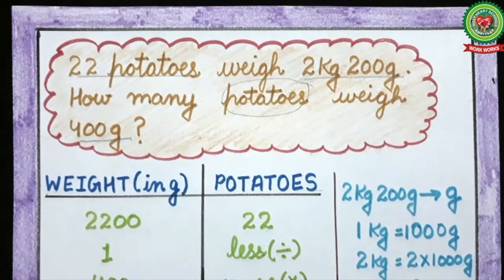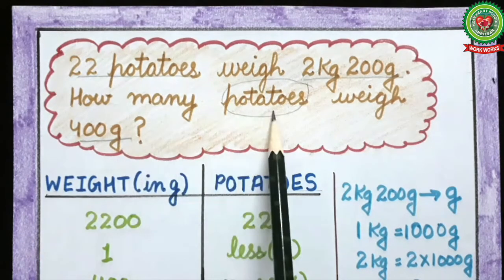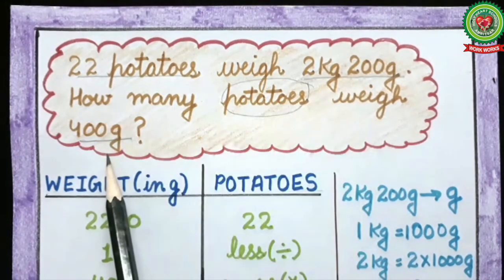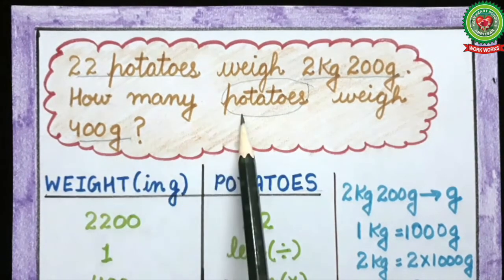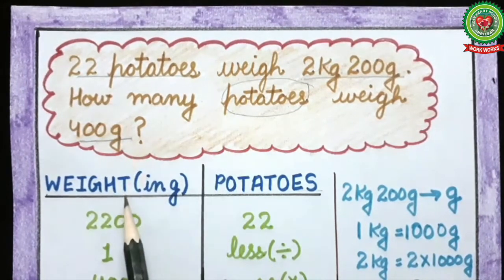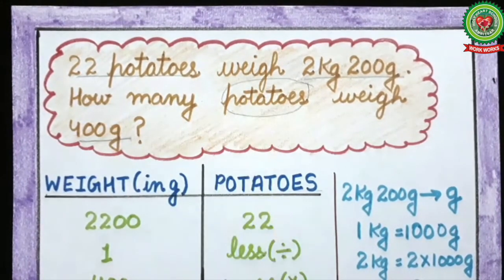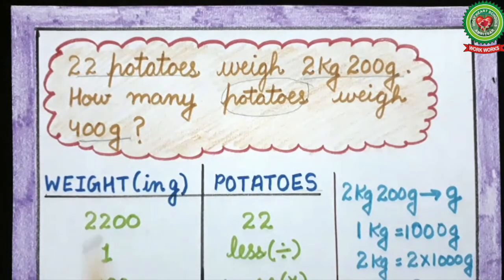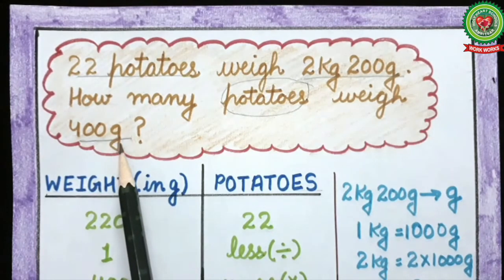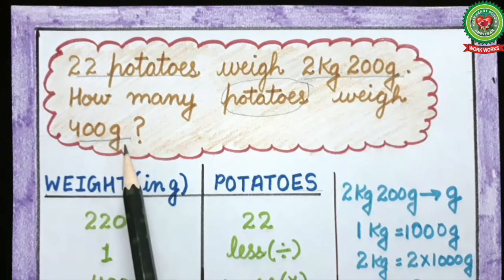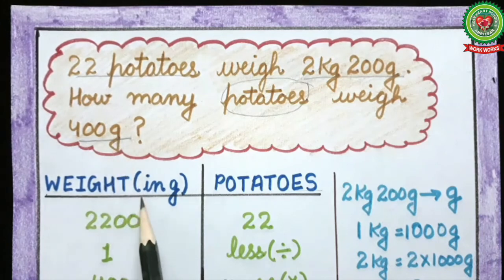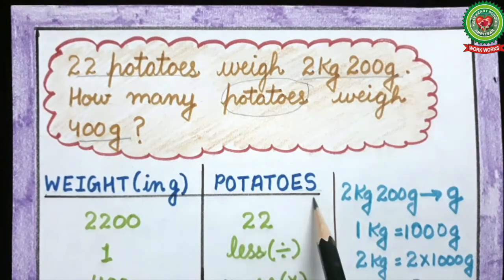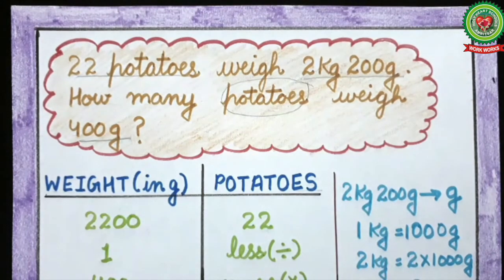Here first step is to write down information in tabular form. Here we need to find the number of potatoes for the weight 400 grams. So we will write down weight on left hand side and potatoes on right hand side. Weight is given, potatoes we need to find. Here units of the weight for which we need to find the potatoes is grams, so I have written grams. Potatoes have no units, so I have written no units.